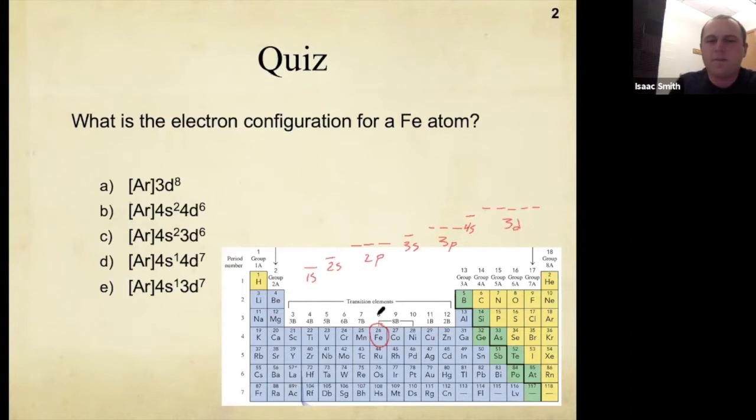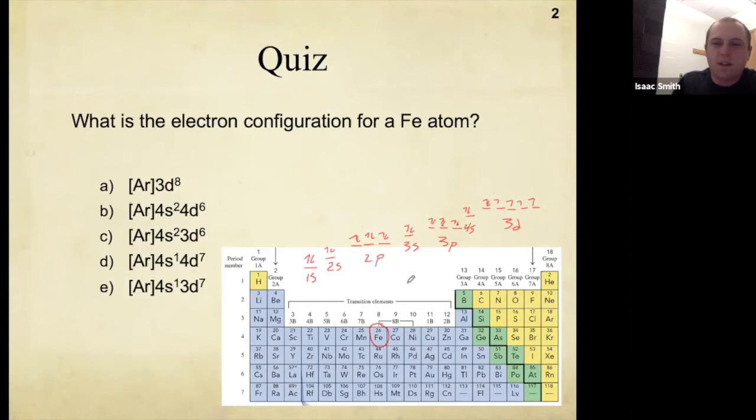Okay, cool. And then iron has a total electron count of 26 because it's got 26 protons. It's 26 on the periodic table. So we'll count those up. 1, 2, 3, 4, 5, 6, 7, 8, 9, 10, 11, 12, 13, 14, 15, 16, 17, 18, 19, 20, 21, 22, 23, 24, 25, 26.